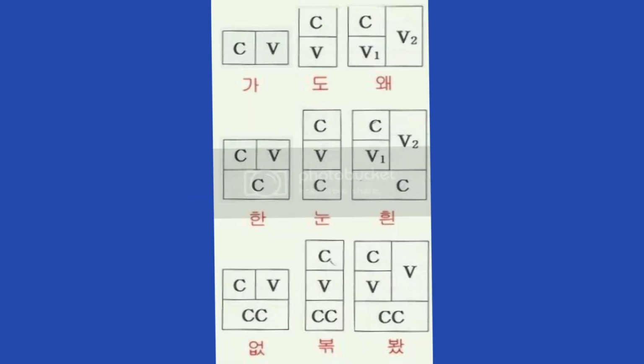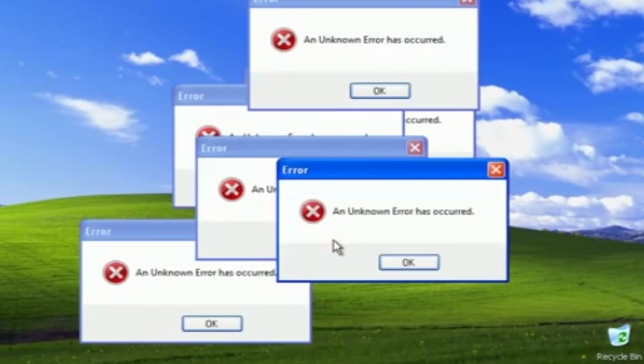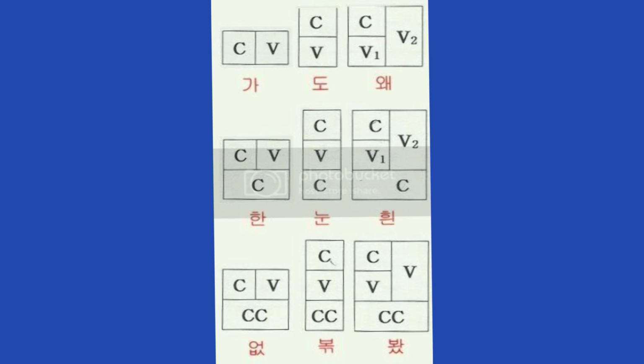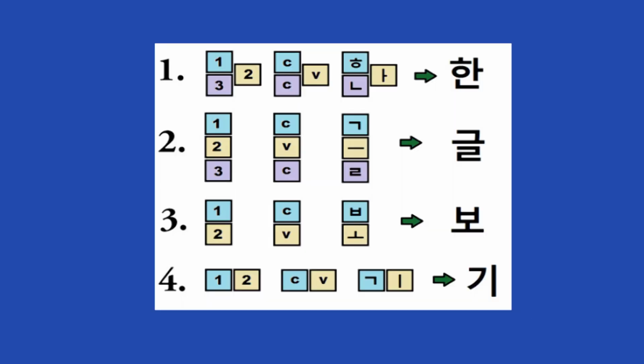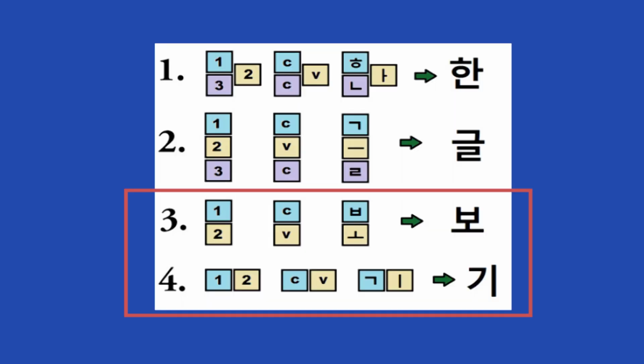If you just look at this, you might say, oh, this is freaking complicated. But it's not really complicated. Consonant and vowel, consonant vowel, I've already explained about it. Vertical vowel, you just put it on the right side. Horizontal vowel, you put it below the consonants. One consonant and one vowel is the simplest form of combination.